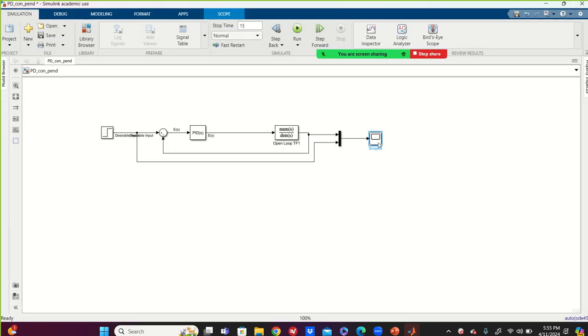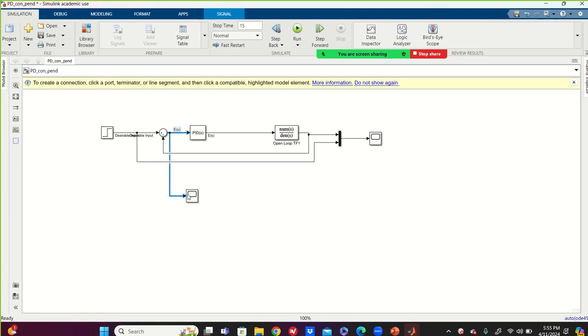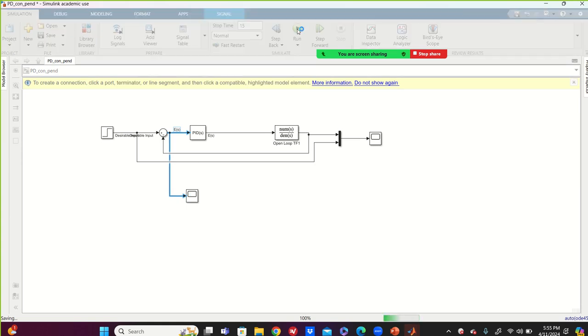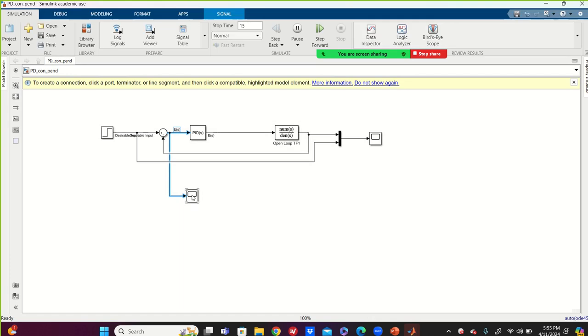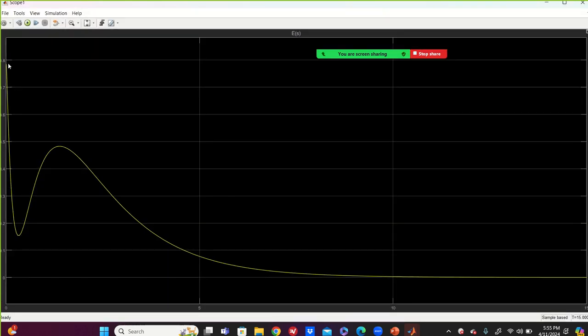Now, if you want to see the error signal, copy paste, because I'm going to share it with you today. So here we go. And you see that the error signal finally goes to 0. Starting from here, it finally goes to 0.